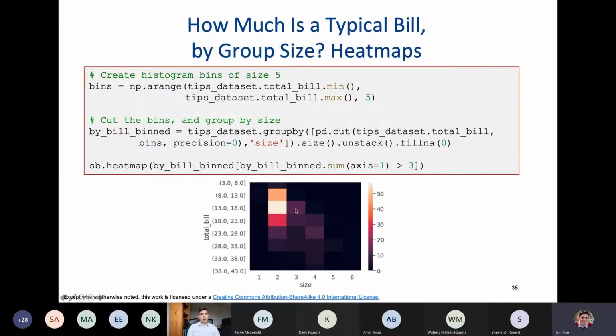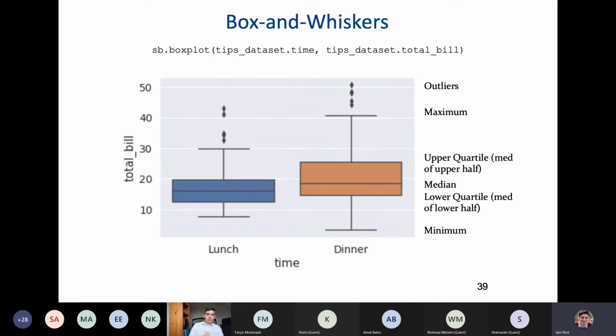So we're also seeing a bill between $13 and $18 for 3 people in quite a few cases. Or maybe you need to do a box and whisker plot. So depending on what the time is, what was the total bill?